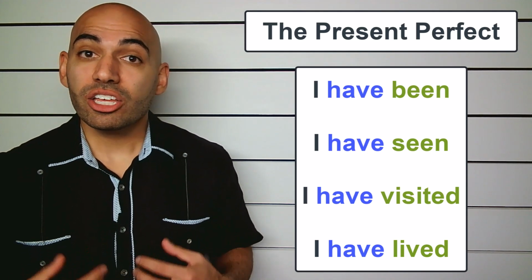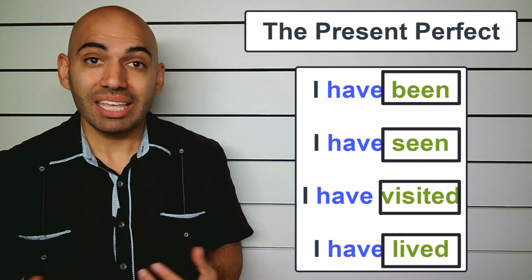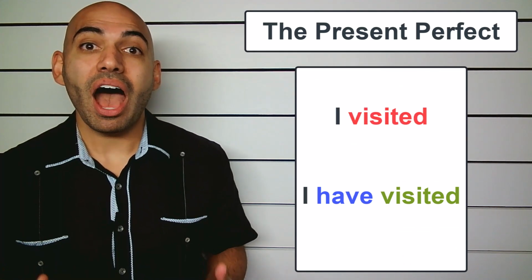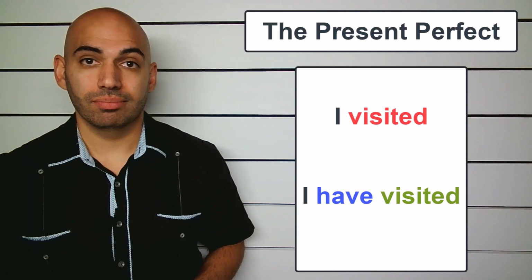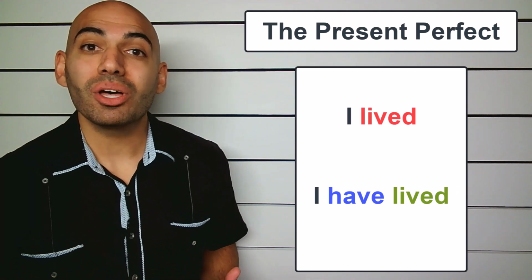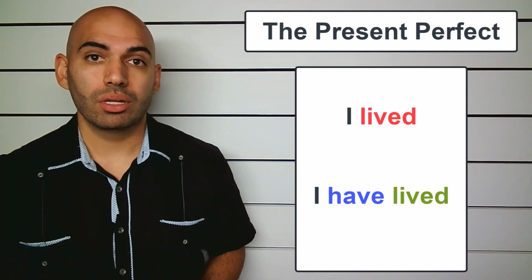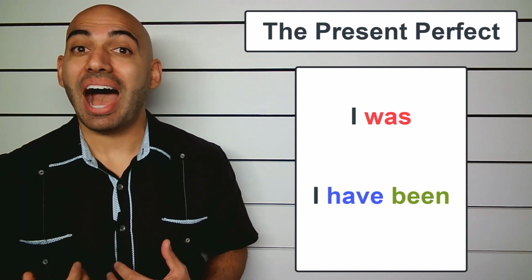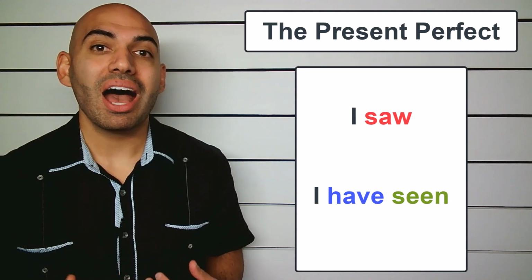As you can see, sometimes the participle and the past simple is the same word. I visited, I have visited. I lived, I have lived. But sometimes the participle is a different word. I was, I have been. I saw, I have seen.